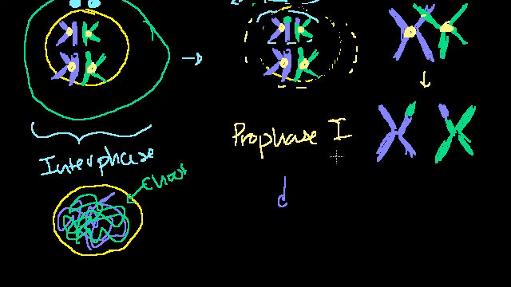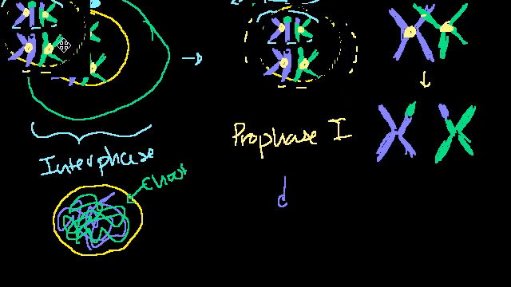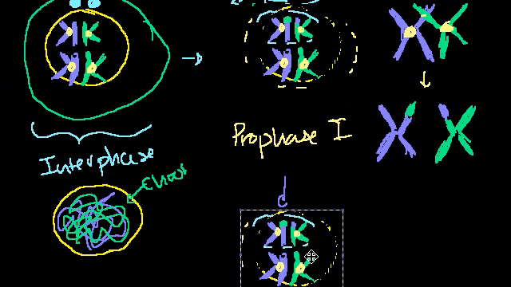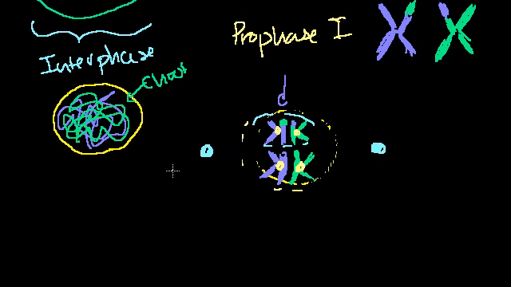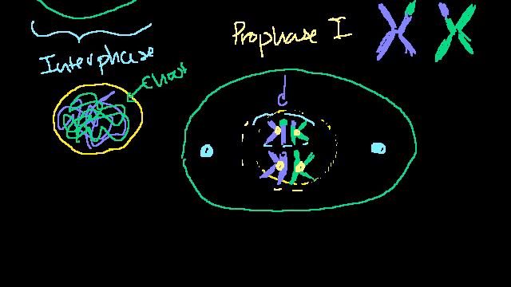So in metaphase 1, let me copy and paste what I've already done. The nuclear envelope is now gone. The centrosomes have gone to opposite sides of the cell itself. Maybe I should draw the entire cell now that there's no nucleus. Let me erase the nucleus a little bit better than I've done.